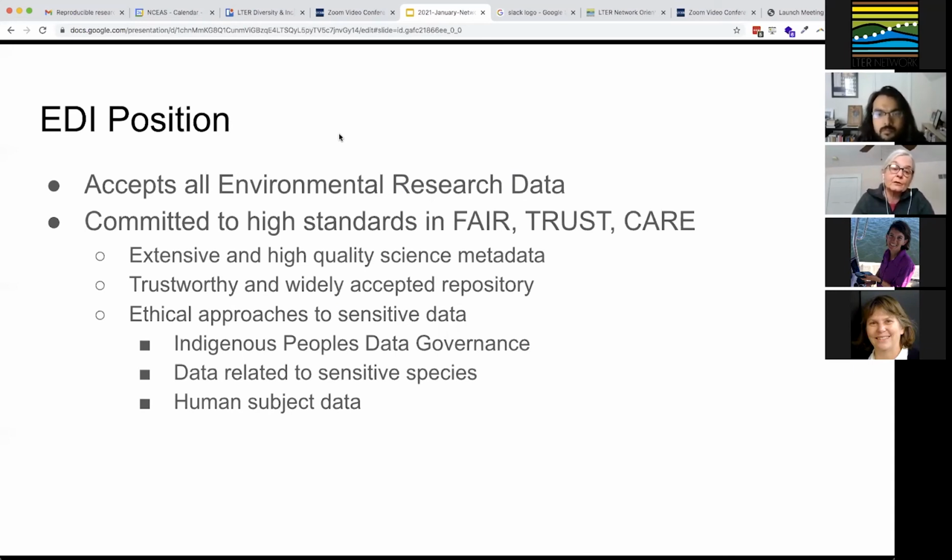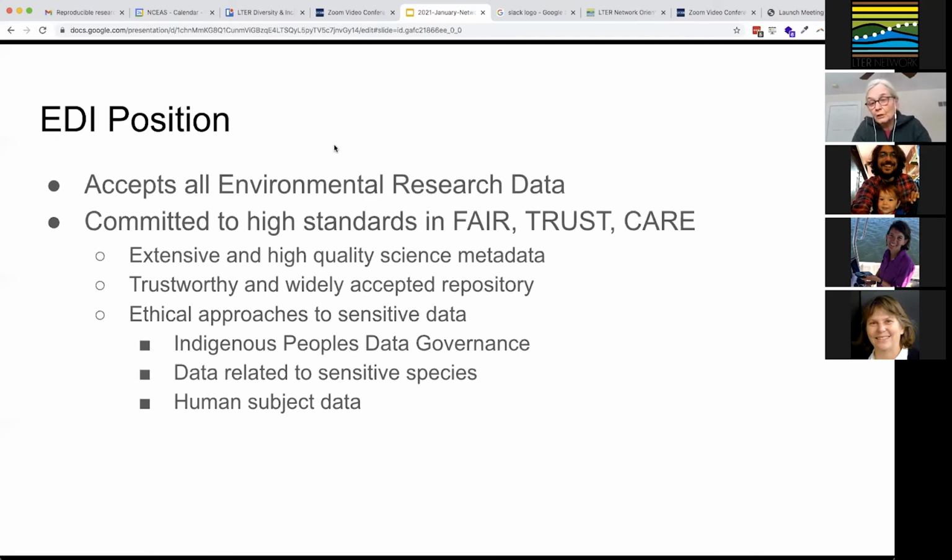The EDI repository is trustworthy, which means that we are taking care of all the backups and all the management on the technical side. It is widely accepted by different journals as the repository of choice. And we're taking an ethical approach to sensitive data, and that includes the indigenous people's data governance. So we are very well aware of the developments in that CARE project. And if you have any questions, we are happy to help with figuring out how to go about these things.